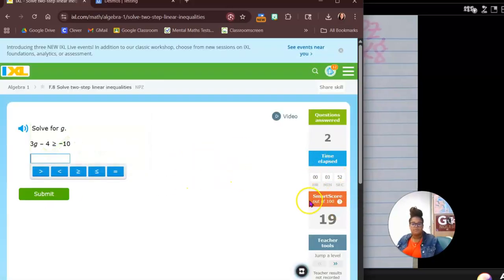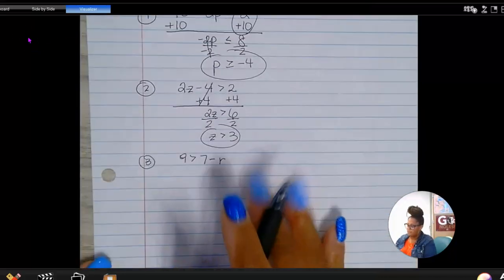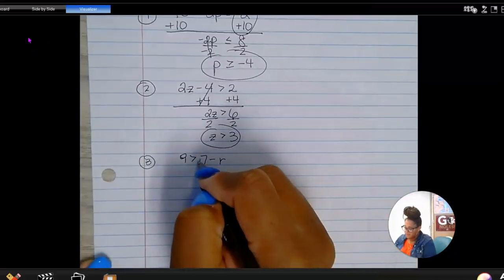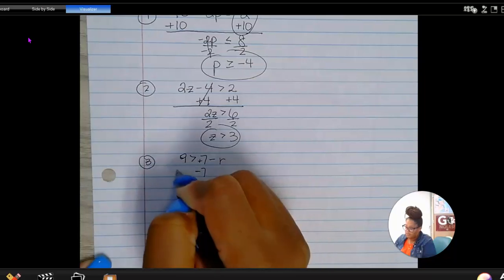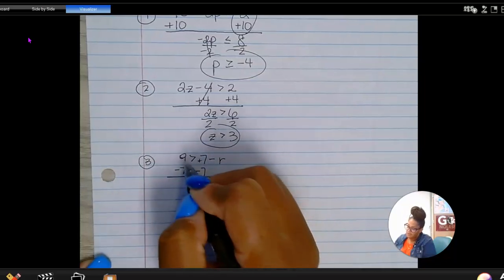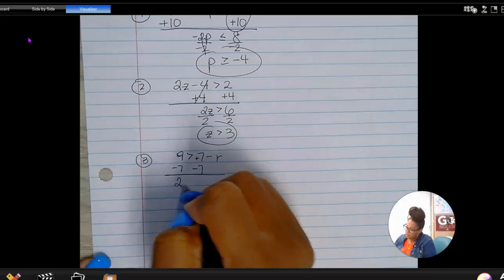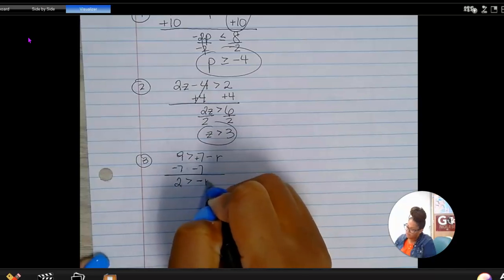All right, let's jump up to a more rigorous question. 9 is greater than 7 minus r. So this is a +7. I need to subtract 7 from both sides. 9 minus 7 is 2, is greater than -r.